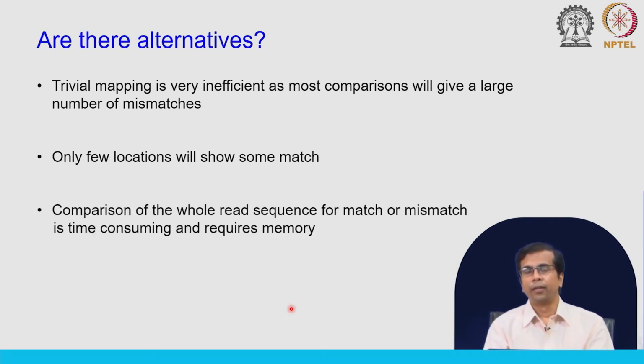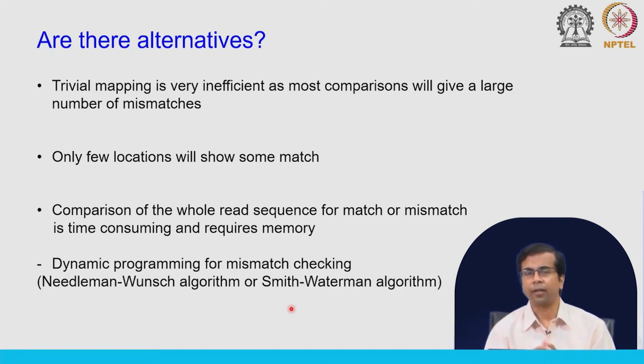Again, if you want to compare the whole read sequence for match or mismatch, this is also time consuming and it also requires memory, because we utilize something called dynamic programming for mismatch checking. If we are using dynamic programming with the Needleman-Wunsch or Smith-Waterman algorithm, this takes a lot of time if you are doing this for the whole sequence. So, these are the limitations of this brute force approach. There might be some other alternatives that can do better perhaps.